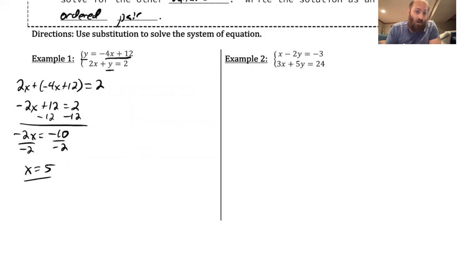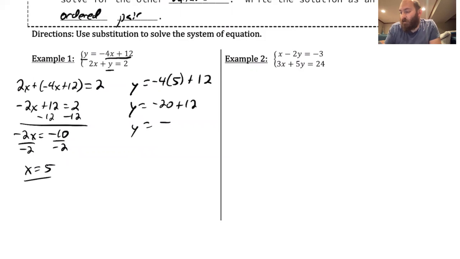So for my next step, I'm going to take my x value and plug it into either one of them. I think the first equation will be easier, but it doesn't matter. In fact, I'll do both just so you can see. So negative 4 times 5 plus 12. So y is equal to negative 20 plus 12. y equals negative 8.